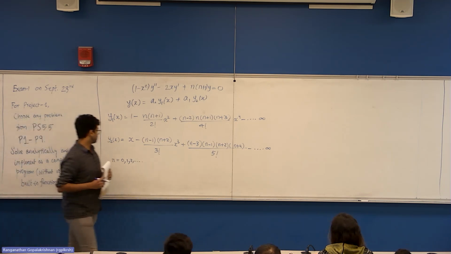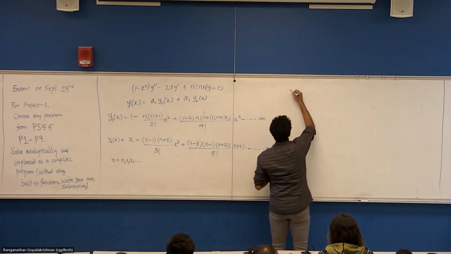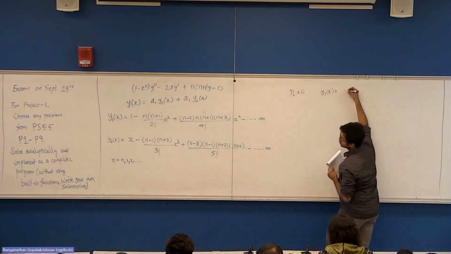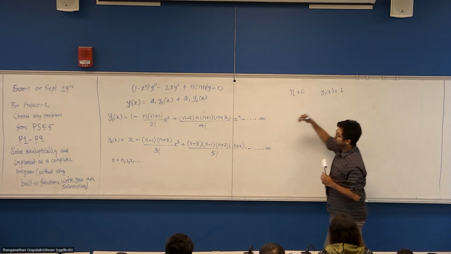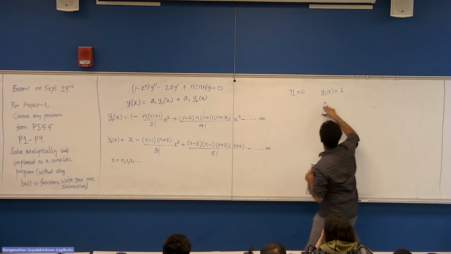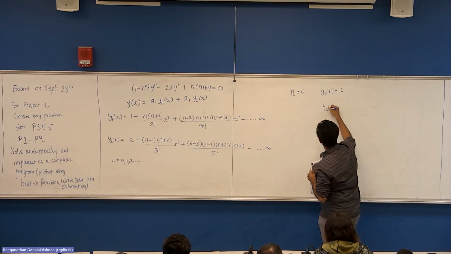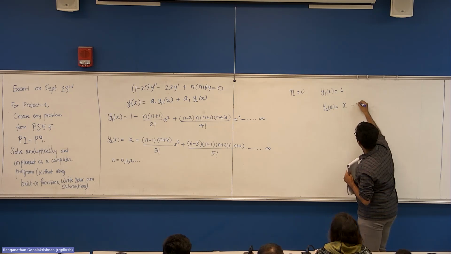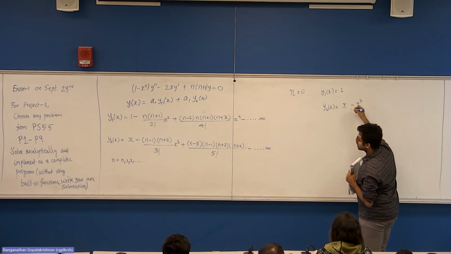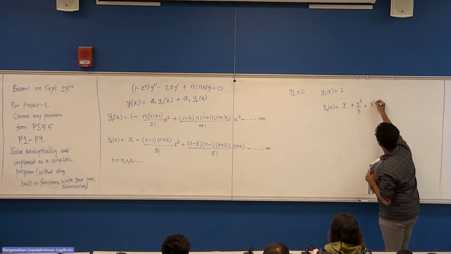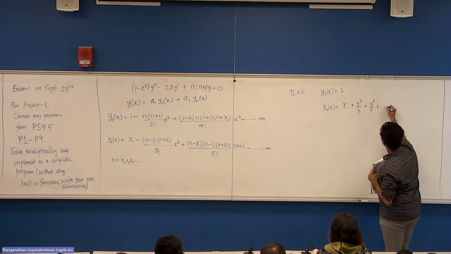If we do n equals 0, for n equals 0, y1 of x reduces to 1, because n is 0, right? y1 of x is simply 1, and y2 of x continues to be an infinite series where you will have x plus x cubed over 3, plus x to the 5th over 5, plus and so on up to infinity.